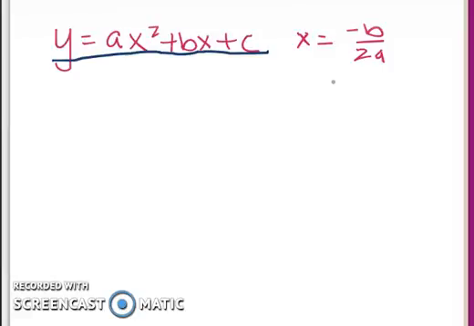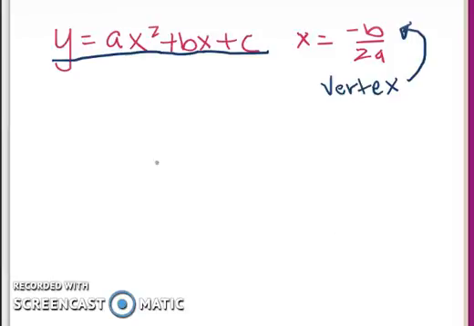What mathematicians came up with is a way to find the vertex quickly, and that's what this helps us do right here: negative b over 2a. This is going to come up quite a bit in quadratics, and we're going to talk a lot about it. This will help us find our vertex, and from our vertex we can go ahead and graph a quadratic. So we're going to do a quick example here.